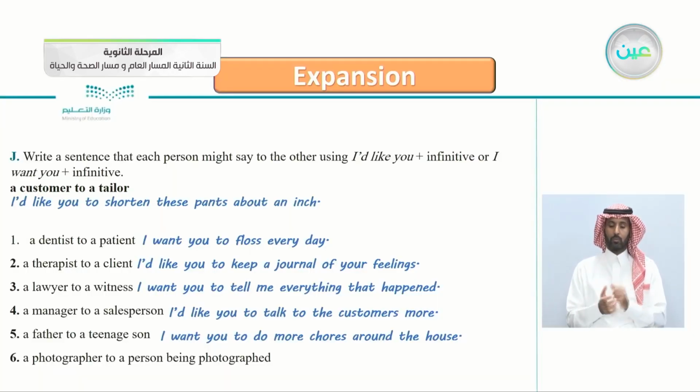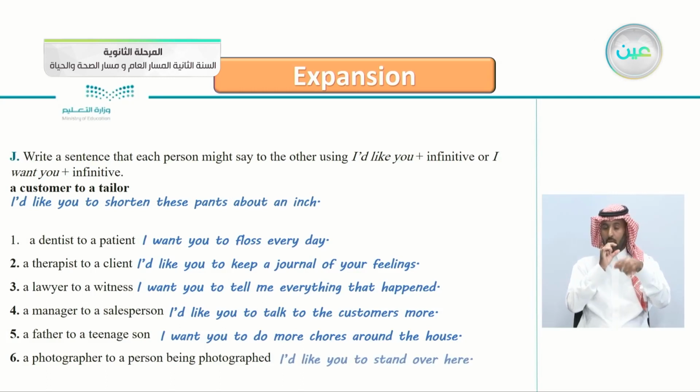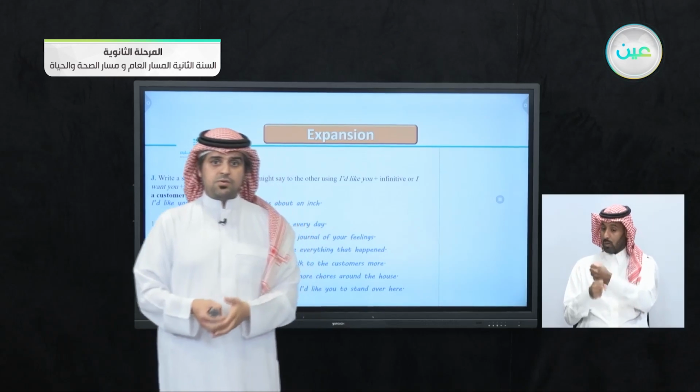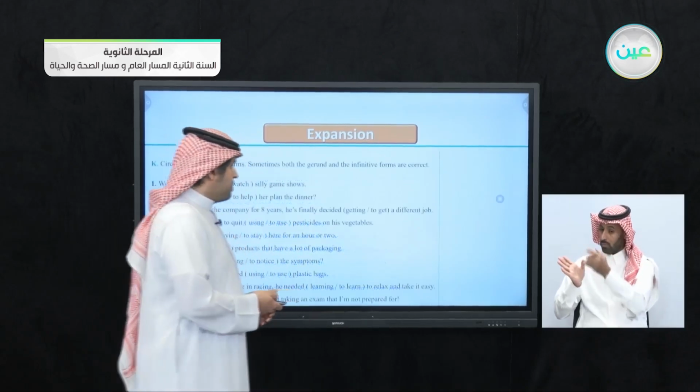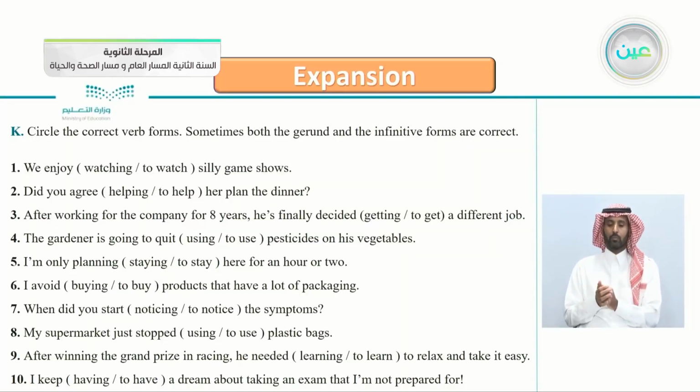Last one here. A photographer to a person being photographed. Yes, I'd like you to stand over here. He would say, I would like you to stand over here. Next here, circle the correct verb forms.